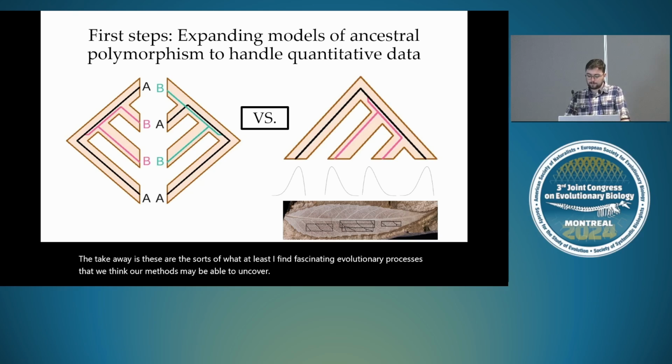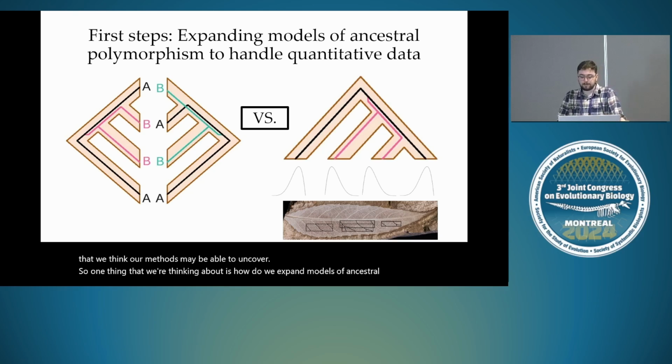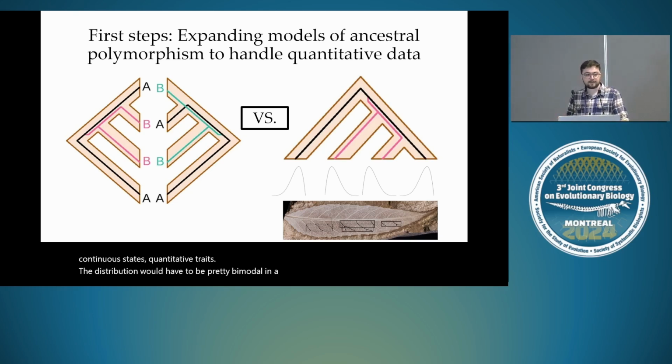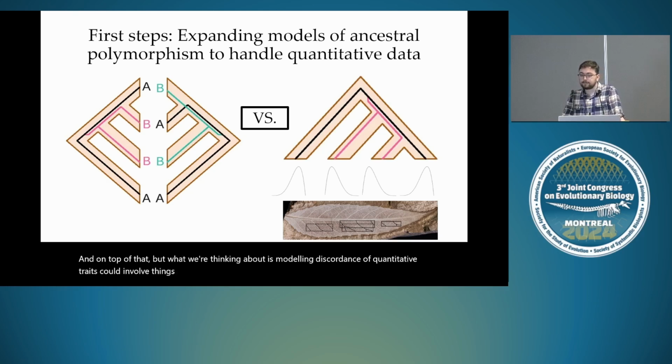So one thing that we're thinking about is how do we expand models of ancestral polymorphism from binary states, such as in ABBA-BABA, to multiple states or even further to continuous states, quantitative traits. The distribution would have to be pretty bimodal in a continuous trait to constitute a polymorphism. Otherwise it's just continuous variation. And on top of that, modeling discordance of quantitative traits could involve things like shifting of distributions, expanding and contracting variance, etc.